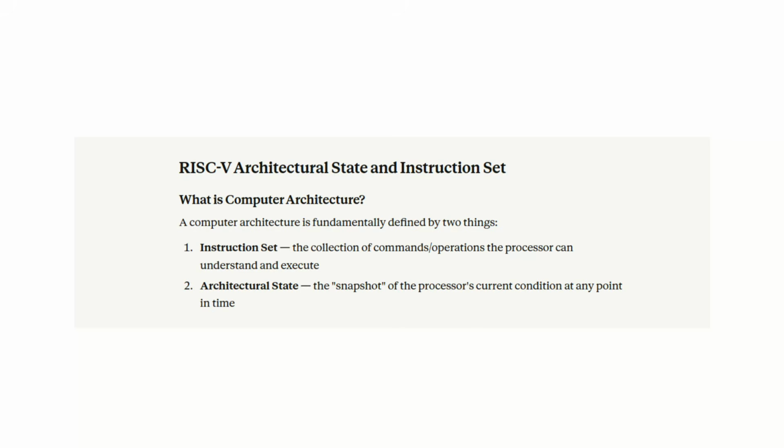First we will discuss what computer architecture is. Computer architecture is mainly defined by two things. The first is the instruction set, and the second is the architecture state. The instruction set includes the commands and operations that the processor can understand and execute. All of the commands and operations the processor understands are in the instruction set. The second thing is the architecture state, which is a snapshot. If I take a photo of the current processor state, that is called the architecture state. So computer architecture is basically defined by the instruction set and the architecture state.